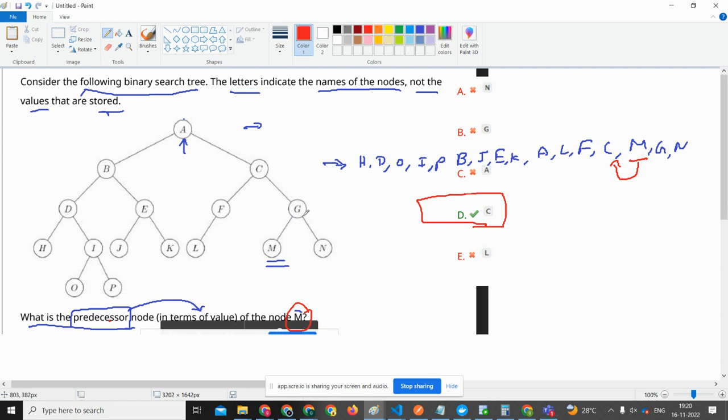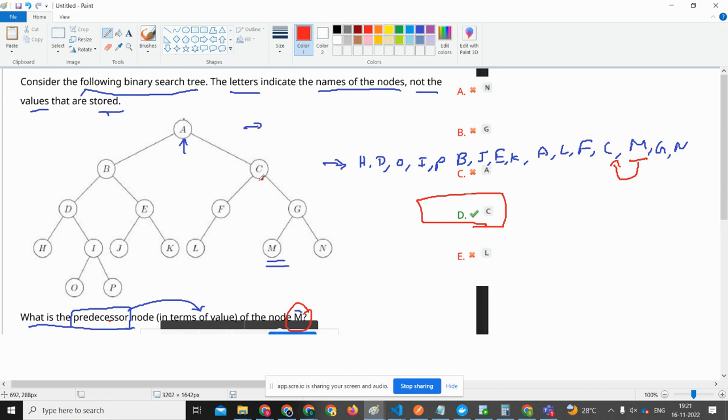Subramaniam, do you agree with that? G is greater than M. Obviously, G is greater than M. That's right. Exactly. And they're asking the value which is just before M, the predecessor of M. What makes C become the predecessor? It's the value that makes the predecessor C. Correct. Okay, thank you. Yeah, good.